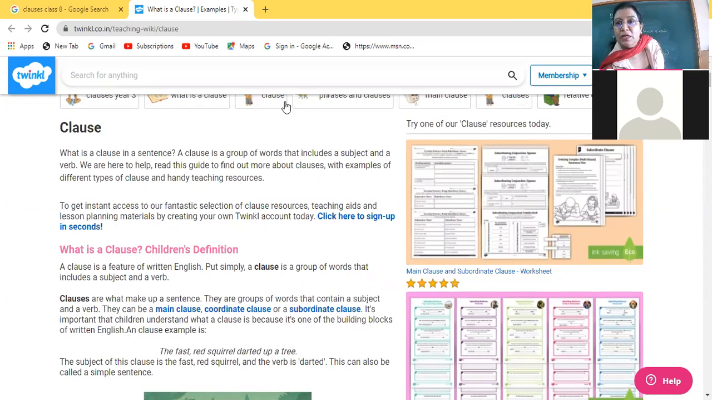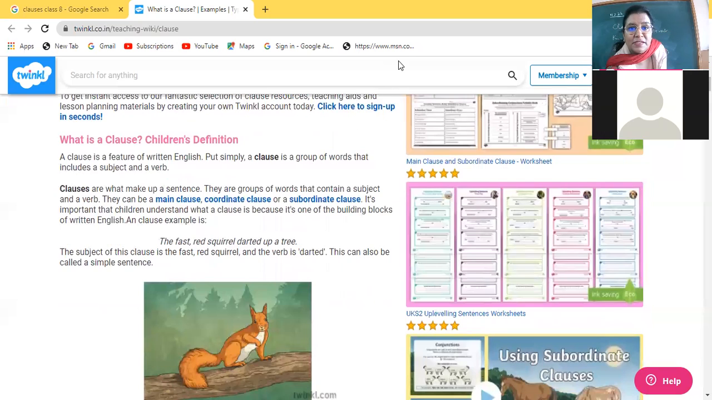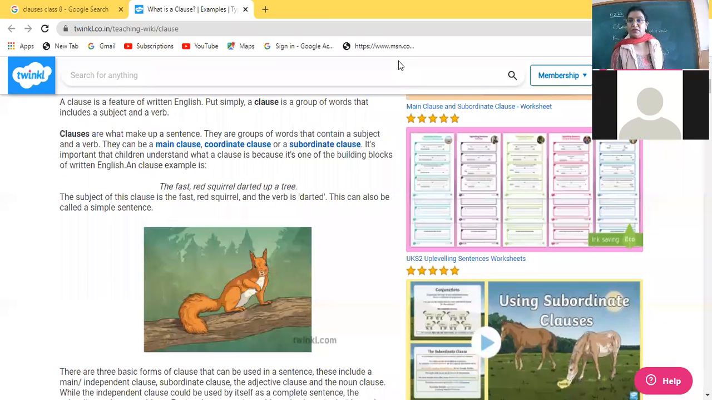You can look at your books here or look at the screen here, and you know what a clause is, right? So what is a clause? It's a group of words that includes a subject and a verb. You all know that, isn't it? We know what a clause is. It has a subject and a verb. Clauses make up a sentence. They can be a main clause or principal clause, a subordinate clause, or a coordinate clause.